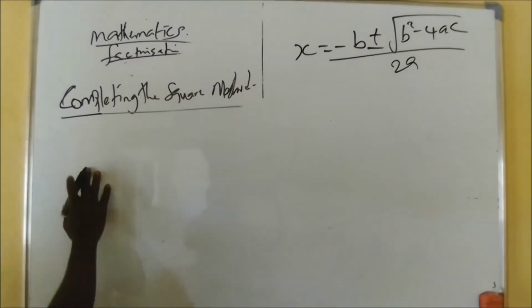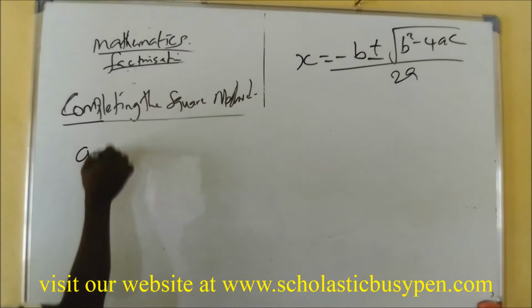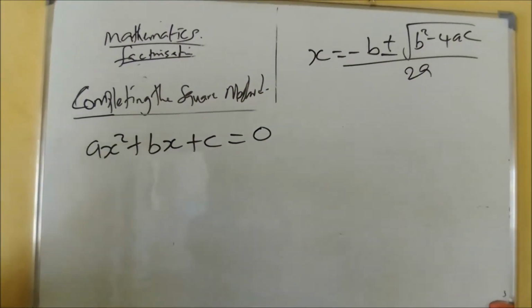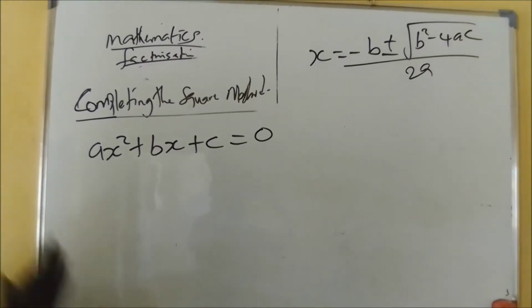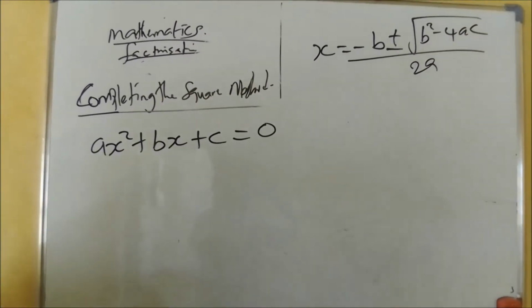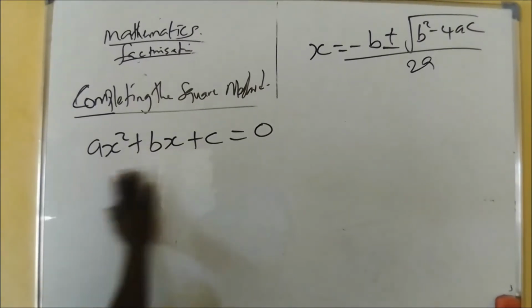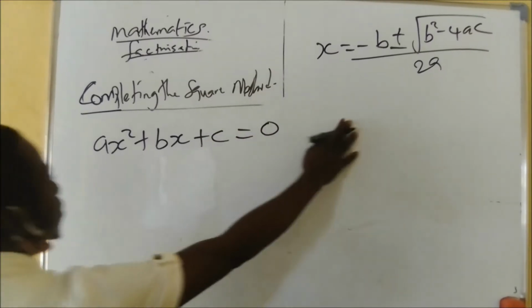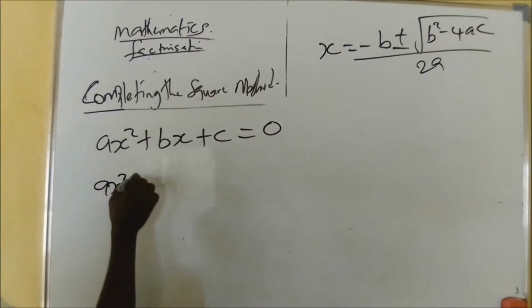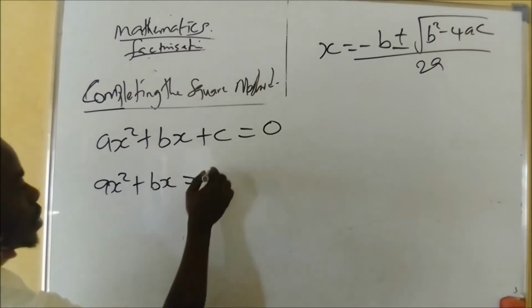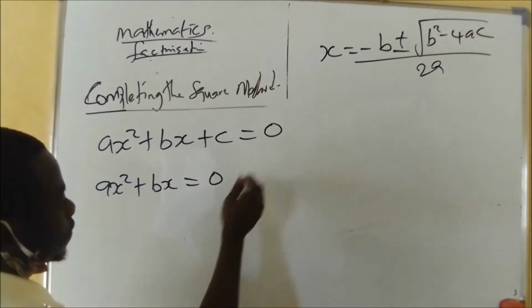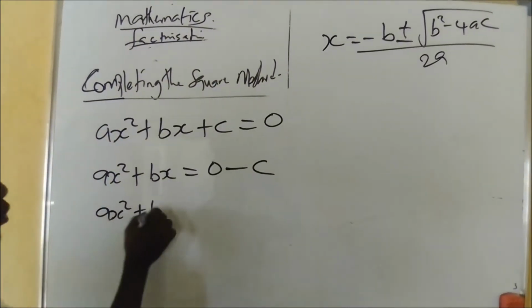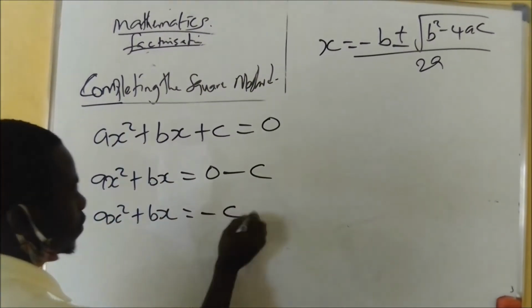The general quadratic equation is ax squared plus bx plus c equals 0. If you are solving by completing the square, the following steps should be adhered to. What's the first step? The first step is taking the constant to the other side. You have ax squared plus bx equals 0, and this c you transfer to the other side, giving 0 minus c.